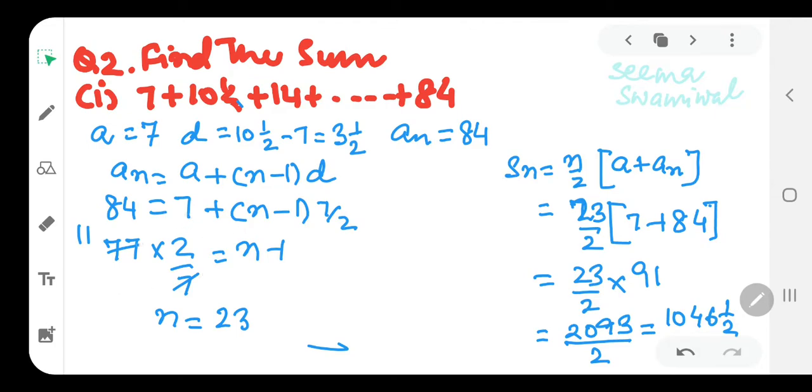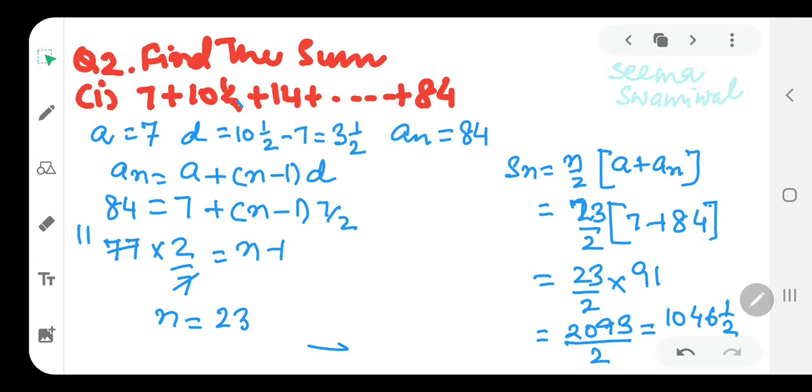Bring this 7 this side and subtract it from 84. You are left with 77. Bring this 7 by 2 this side. It will become the reciprocal of it, will be 2 by 7. And when you cancel, you are left with 22. 22 is equal to n minus 1. Bring this 1 this side, will give you n is equal to 23. Now you got the value of n also.